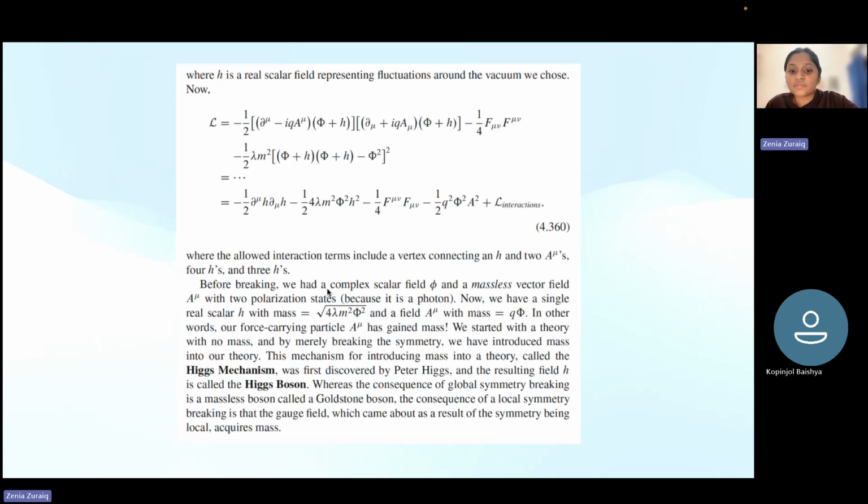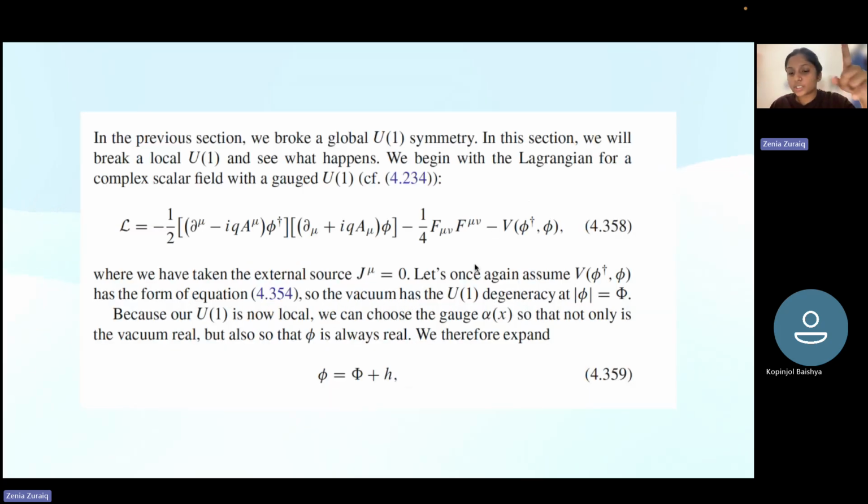So before breaking, we had a complex scalar field and a massless vector field A mu with two polarization states because it's a photon. In this book, they have specifically taken the electromagnetic gauge field. That's why A mu is the electromagnetic vector potential, and F mu nu is the electromagnetic tensor. But remember, the things I'm saying are general. Electromagnetism obeys a U1 symmetry, so it's the simplest example we can do for this.